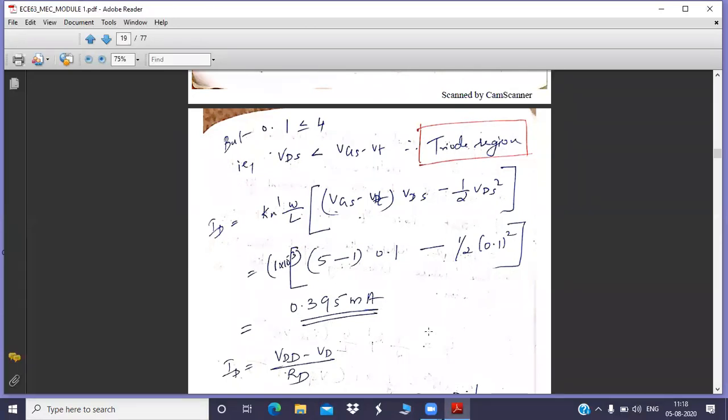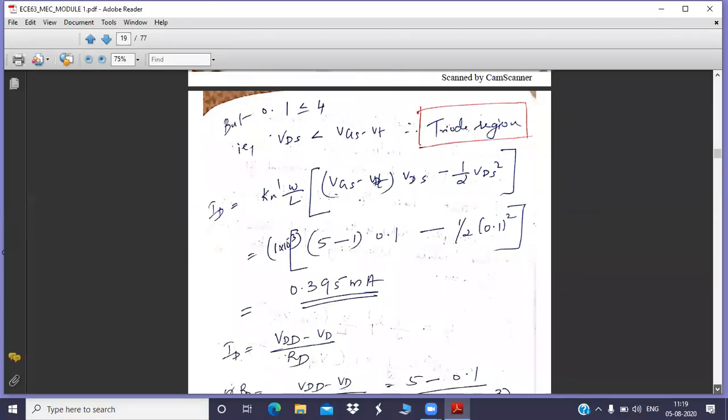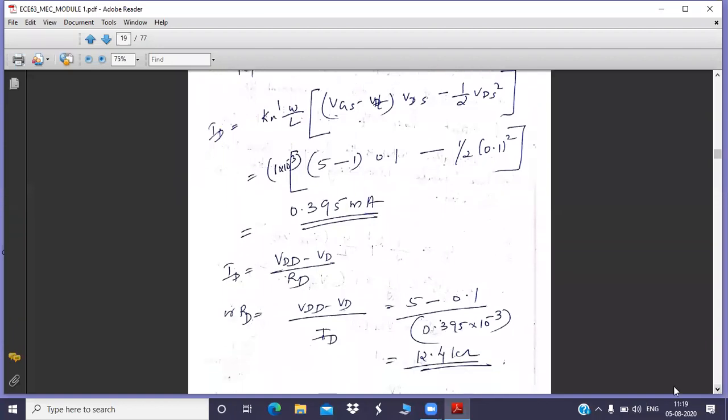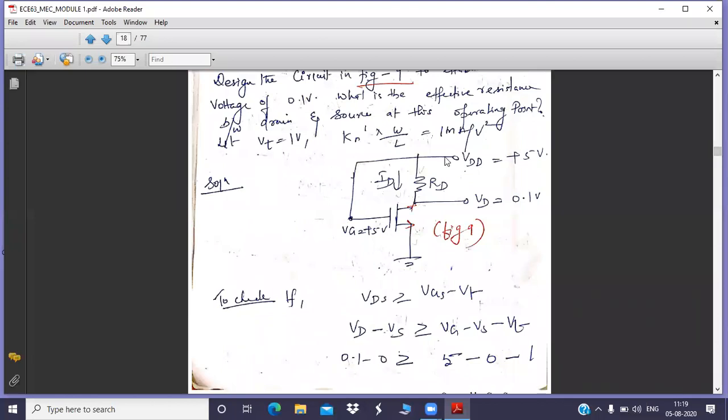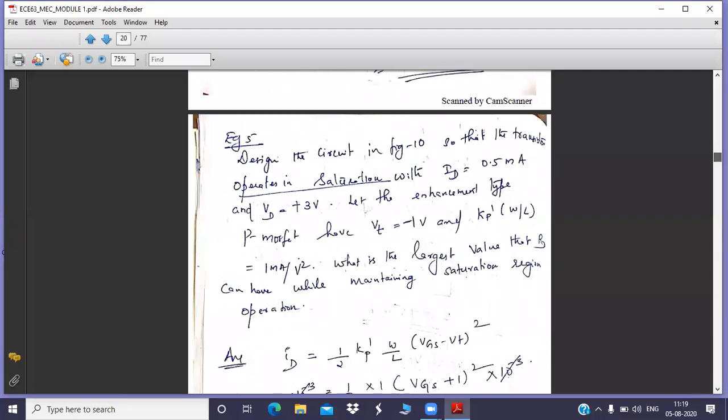As of now, you have ID with you. So once you have ID, you can go for RD. Because what is RD? As per Ohm's law, resistance is potential difference divided by current. What is the potential difference? VDD minus VD, divided by ID. So substitute the voltages divided by the current.